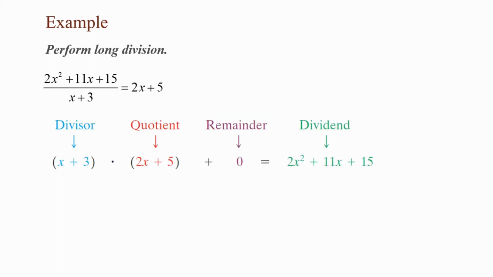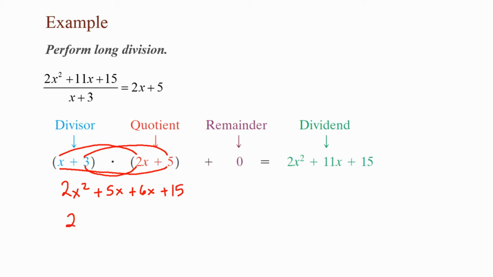My divisor is x plus 3. My quotient is 2x plus 5. My remainder is 0. Using FOIL, x times 2x is 2x squared. X times 5 is 5x. 3 times 2x is 6x. 3 times 5 is 15. So that gives me 2x squared plus 11x plus 15. Add 0 to that, and I get my dividend.